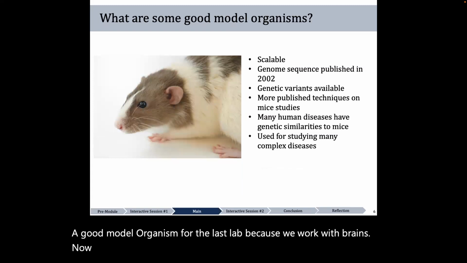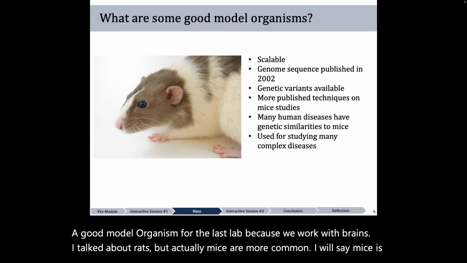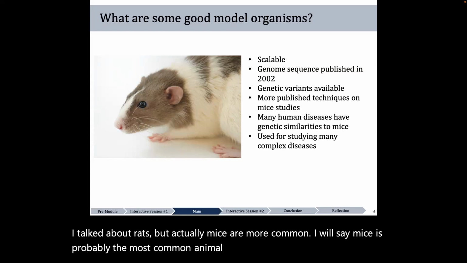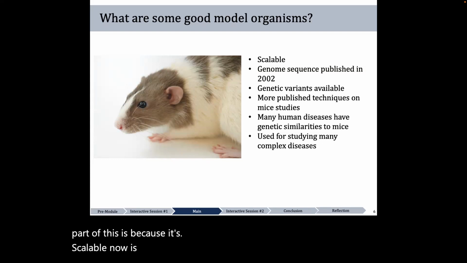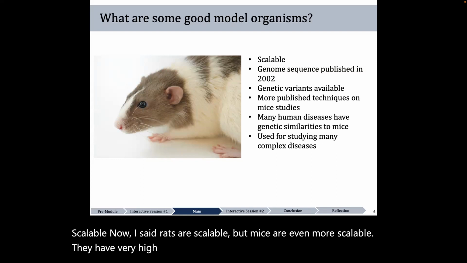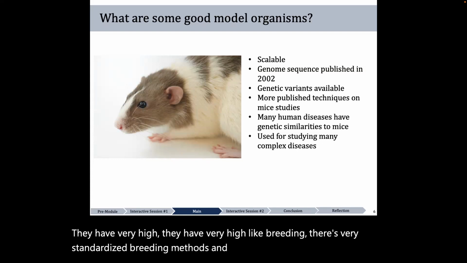Now, I talked about rats, but actually mice are more common. I will say mice are probably the most common animal model used in research. A big part of this is because they're scalable. Now, I said rats are scalable, but mice are even more scalable. They have very standardized breeding methods, and you can breed them really easily as well.